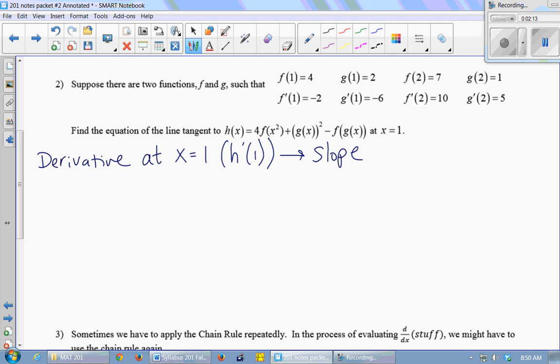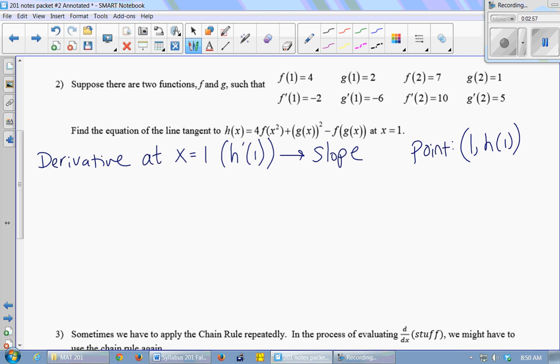That's my slope. What else do I need to find the equation of a line? If I have the slope, I need b, and I need a point to get b. So I need a point on that line, so how would I find that? Plug 1 into h. So I need another point, and that point would be 1 comma h of 1, right? Because this is the point of tangency. It's on both the curve h and the tangent line. So I can use it as a point that's on the line. So I need the slope, and I've got a point.